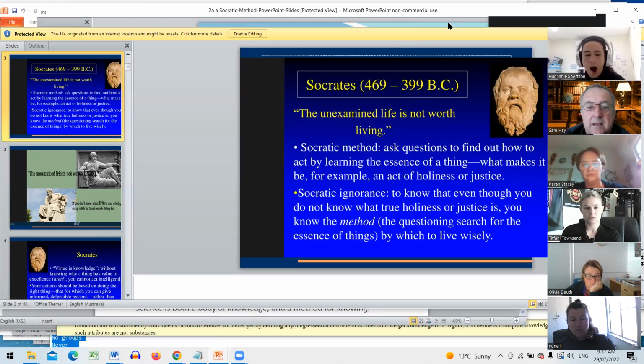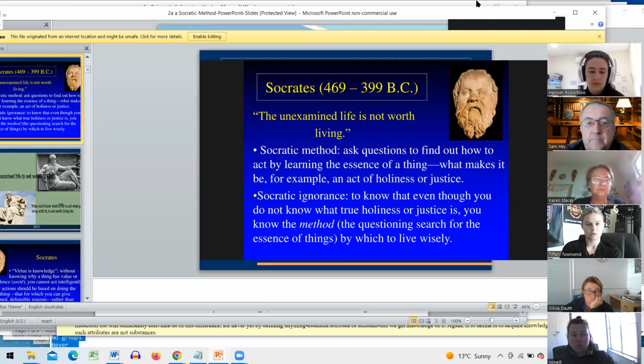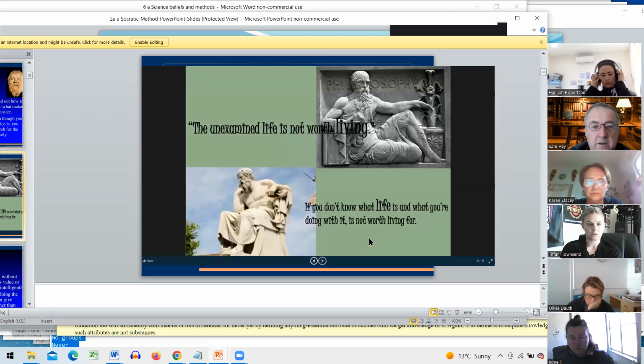And in the Socratic method, there is an encouragement to ask questions to find out, by learning through these questions, the essence of something, what makes it real. And so as Christians, we could say, what's holiness, what's justice. And Socratic questioning brings out the ignorance that people don't know.